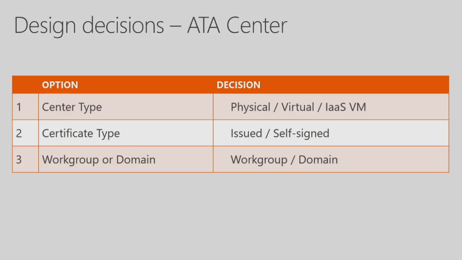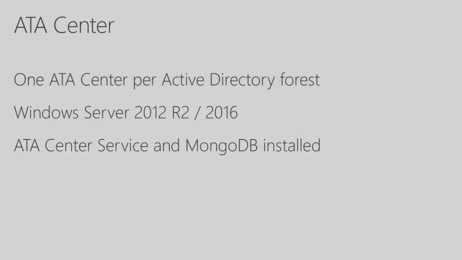So we recommend that you always deploy corporate certificates in the production environment, like certificates that are issued by your corporate CA. But for a lab environment, you can choose to use self-signed certificates just to speed things up and not have to go through the CA approval process, which may be lengthy in some organizations. OK, so now we decided everything that we need, and we can go ahead and really deploy the ATA center.